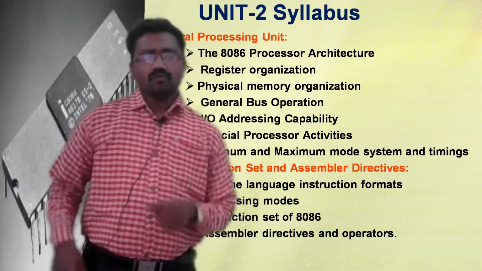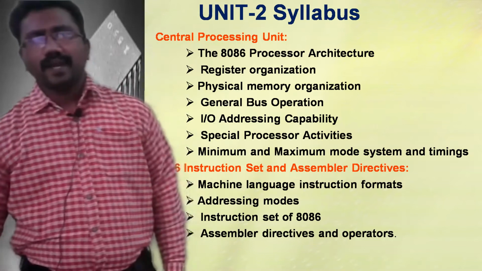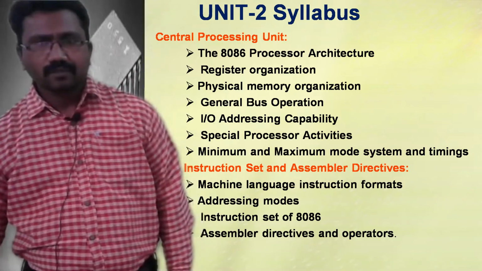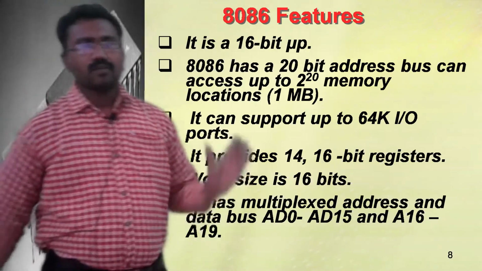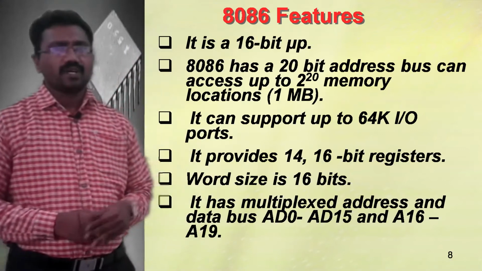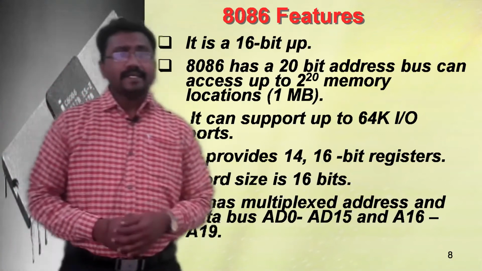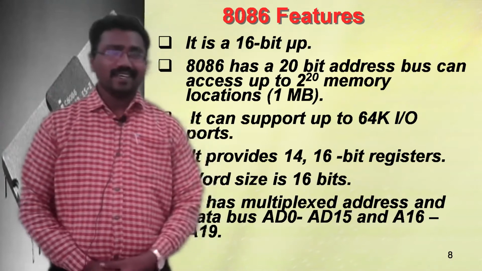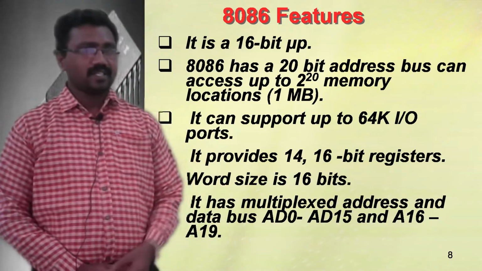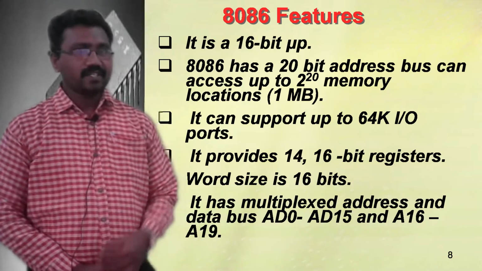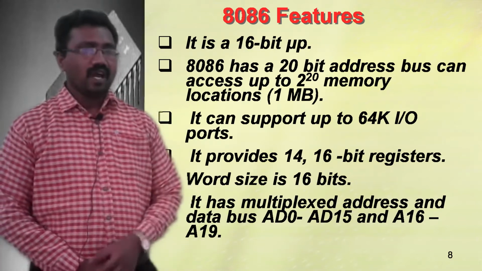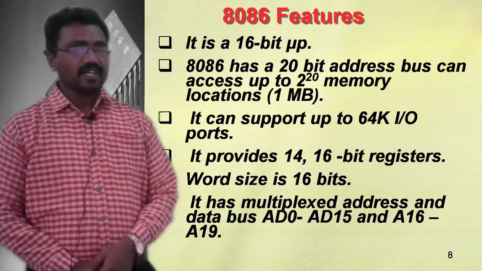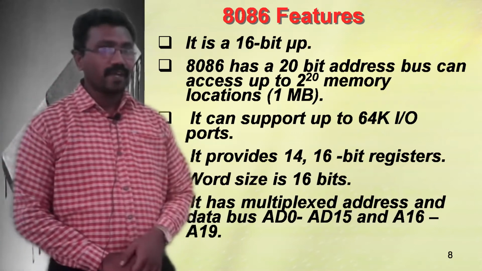Now we'll start the 8086 processor architecture. Before going to the architecture, first, what are the features of the 8086? It is a 16-bit microprocessor. Why? Because it has a 16-bit data bus, 16 data lines, all 16-bit registers, and a 16-bit ALU. That's why it is called a 16-bit microprocessor.